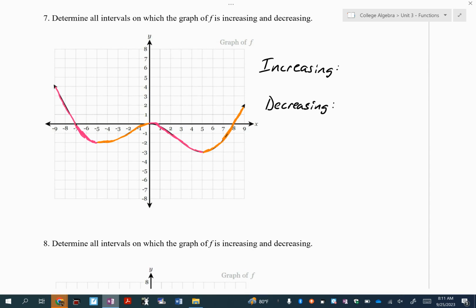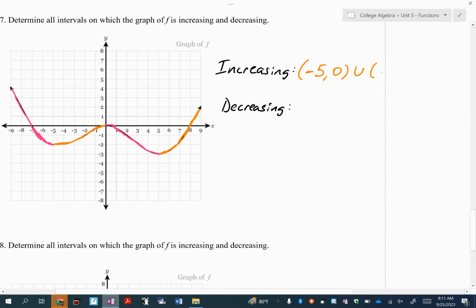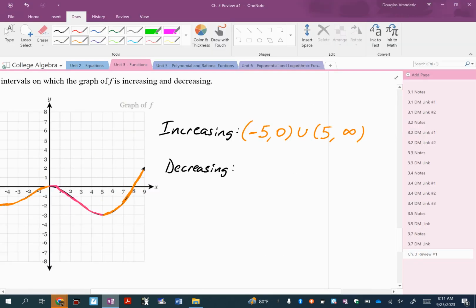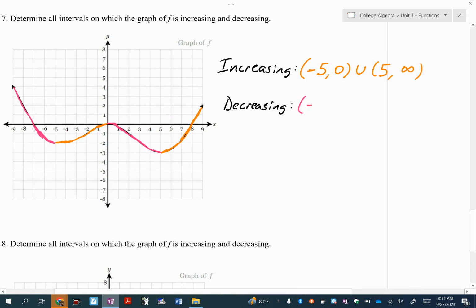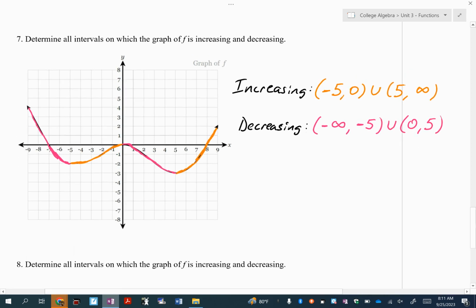So I'm increasing, I'll use the same color, from -5 to 0, and then increasing from 5 to infinity. For the decreasing, I'll go back to my pink color. I'm decreasing from -infinity to -5, and then also decreasing from 0 to +5. All right, so that's the process. It's going to take a little time for your brain to get used to it, so make sure you're practicing the Delta Math link that's associated with these problems.